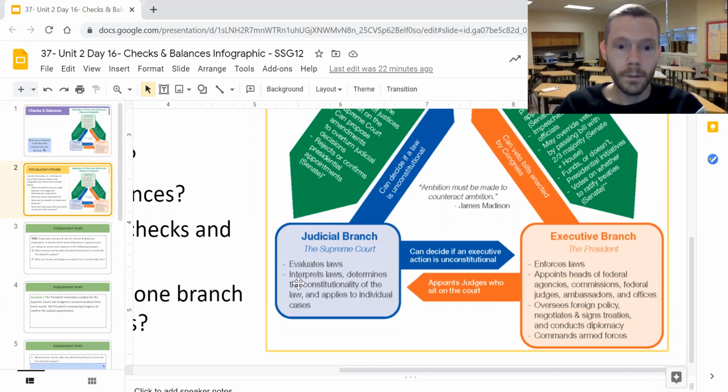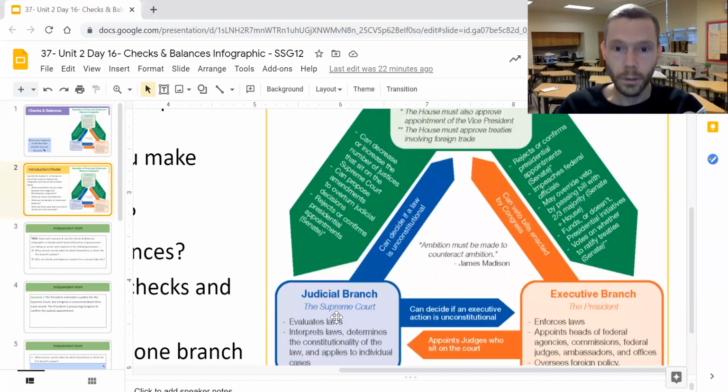And through the process of judicial review, the courts evaluate the laws and they determine if they're in fact constitutional. And they can decide if the law is unconstitutional. They can essentially declare the law null and void.